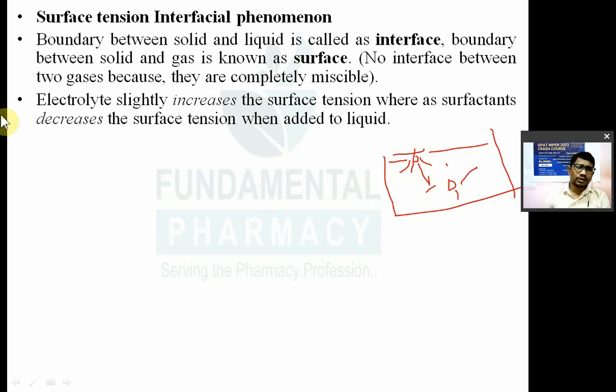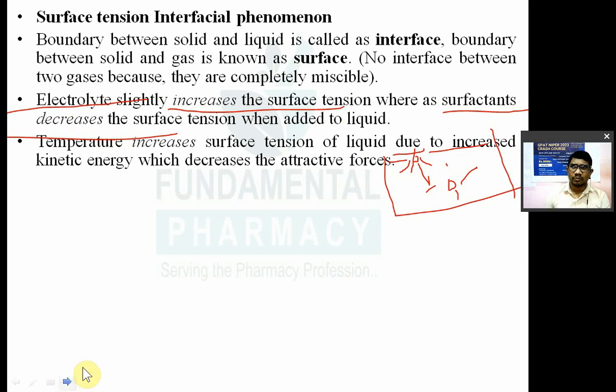Now, addition of electrolyte in a slightly lower amount increases the surface tension, whereas surfactants, surface active agents, detergents, decrease the surface tension. So you have to remember that electrolytes in a low concentration increase the surface tension, whereas a surfactant will decrease the surface tension of a liquid. Water has a surface tension of 74.75. Now temperature also affects the surface tension.